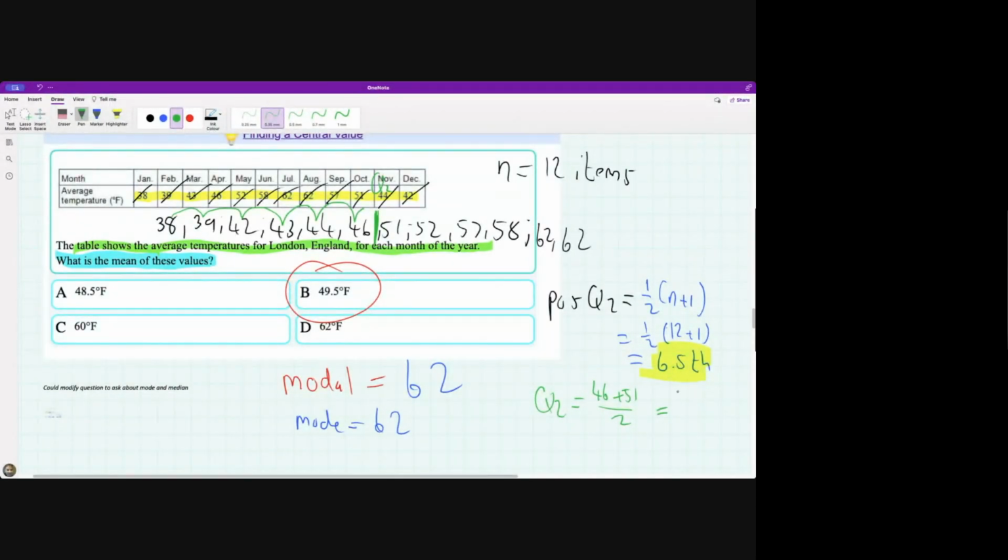Anybody have an idea? Helen, you have got it, and I see many others have. It's 48.5. So the answer for the median would just be 48.5.